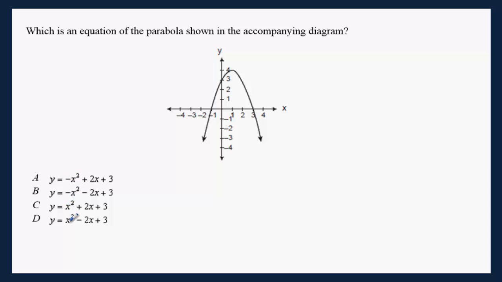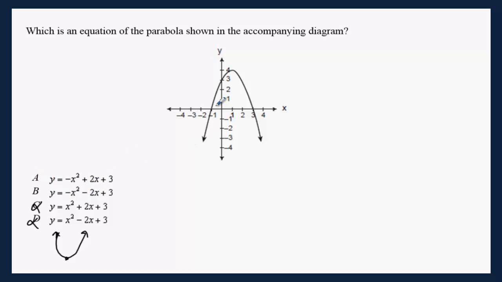It cannot be positive. For C and D, the parabola is going to look like this. It's not really accurate, but it's going to look like this, and you're going to have a minimum in C and D. So C and D will not work. The choice is either A or B.